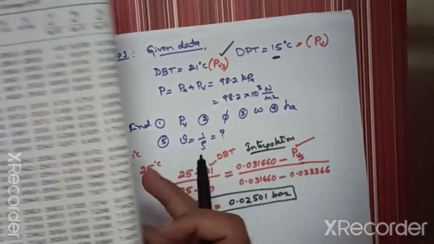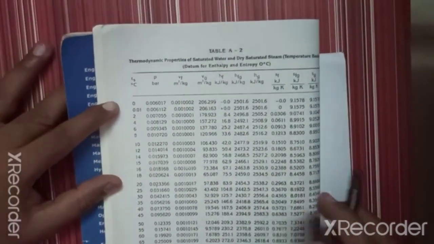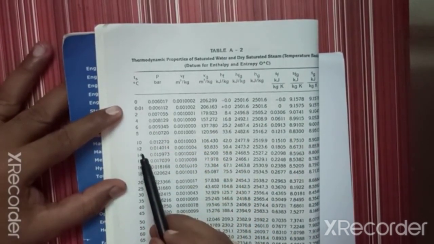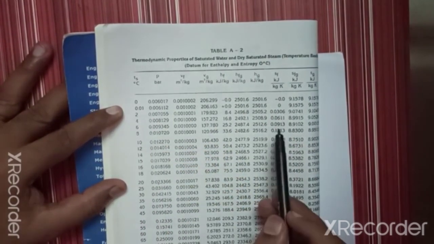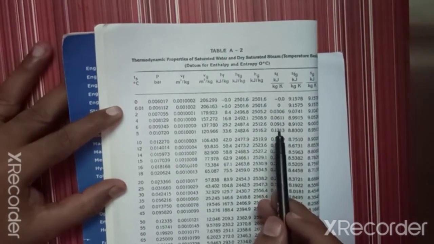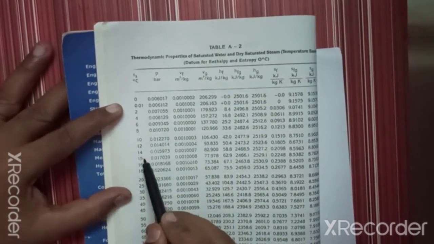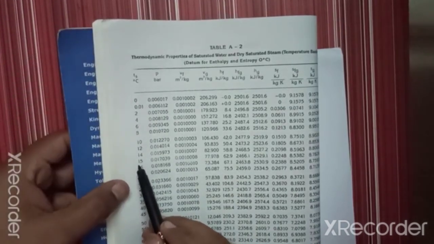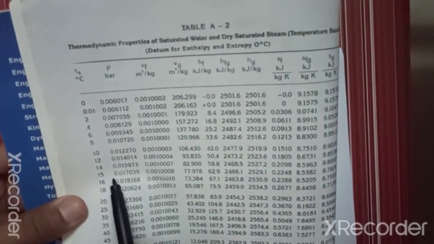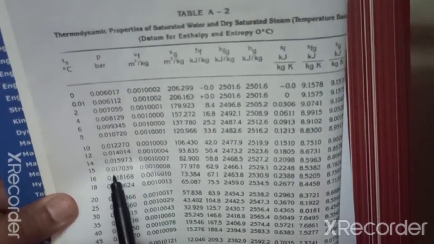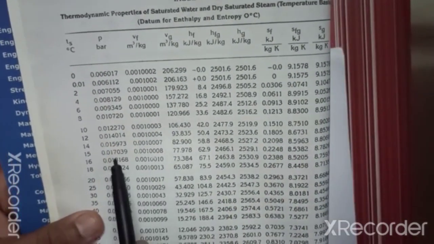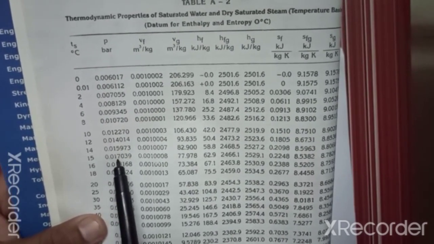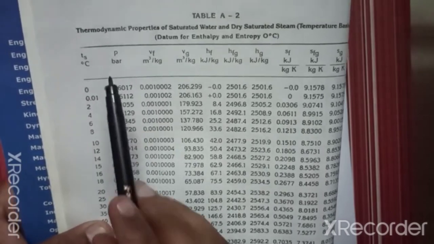Now here is the steam table. Again I told you, table A2. This is temperature basis, because the first column is temperature. Based on temperature we are taking the remaining values of the mixture of air and water. So here, what is the value of dew point temperature? 15 degrees. So what is the value of pressure at 15 degrees Celsius? 0.017039. So at 15 degrees Celsius, 0.017039 is the value of pressure.